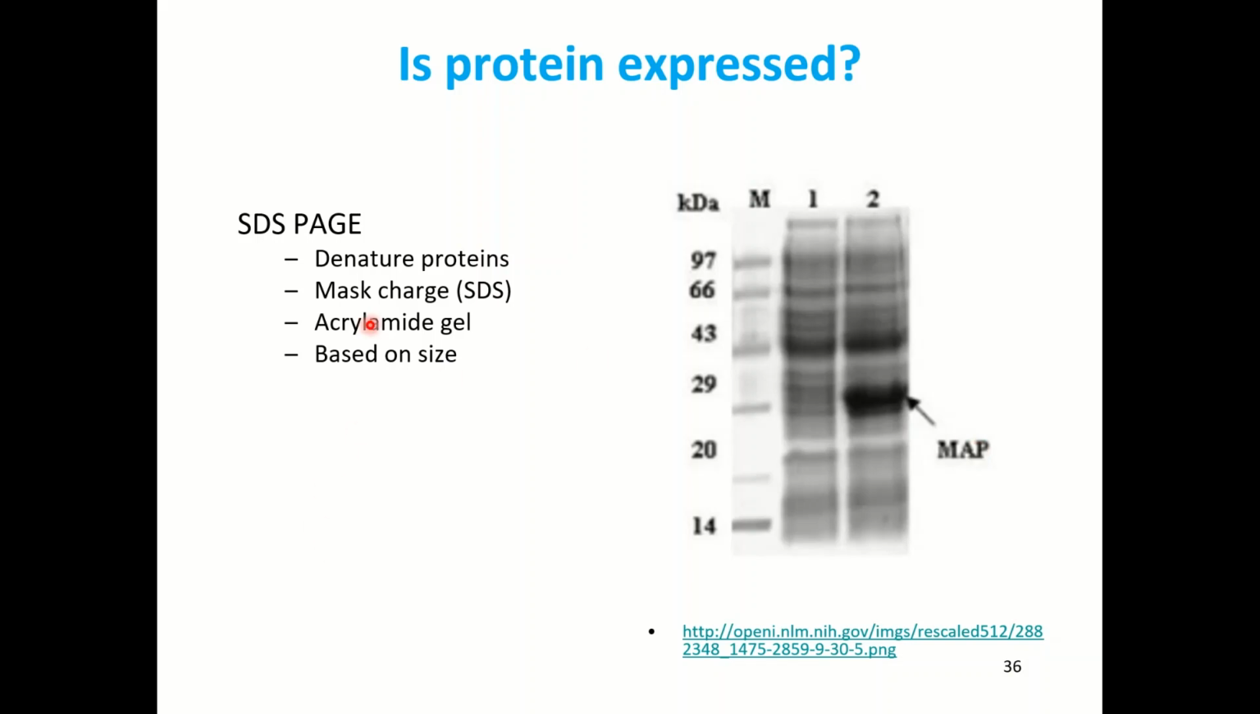Right, so in an SDS page, as we've talked about before, what you do is you denature the proteins, you mask the charge with detergent SDS, you run it through an acrylamide gel, and then these bands are based on size of the protein. Okay. And I mentioned lane 1 is pre-induction, lane 2 would be post-induction with IPTG.